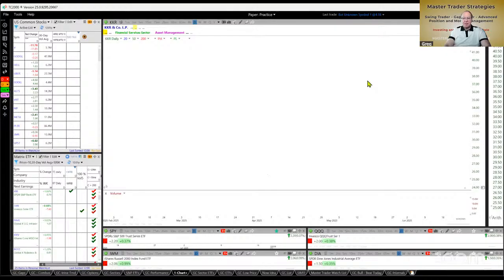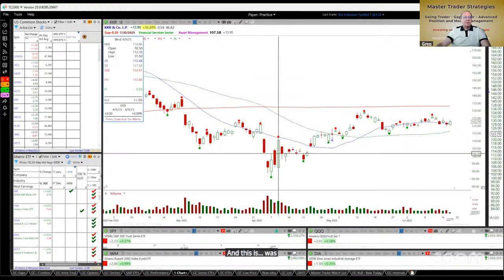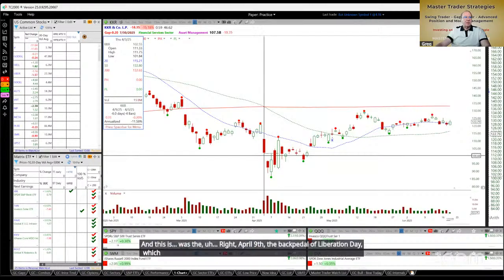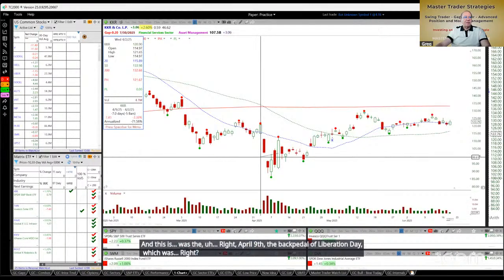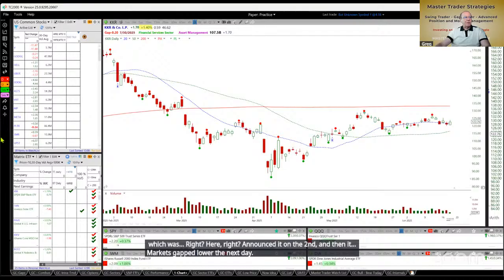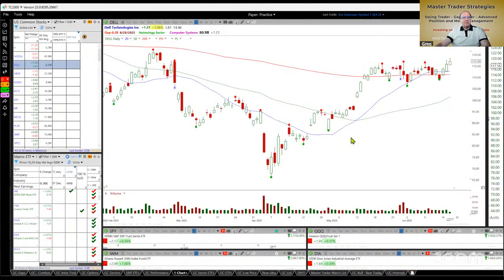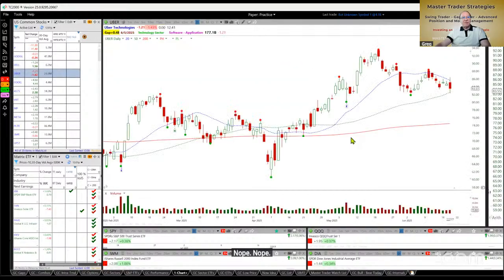KKR he mentioned. This is similar to what we were looking at before. And this was the right, April 9th, the backpedal of Liberation Day, which was right here, right? Announced it on the 2nd, and then the markets gapped lower the next day. Let me just flip through some of these active stocks and see if anything pops up. Nope, no, I don't think we're going to find any.